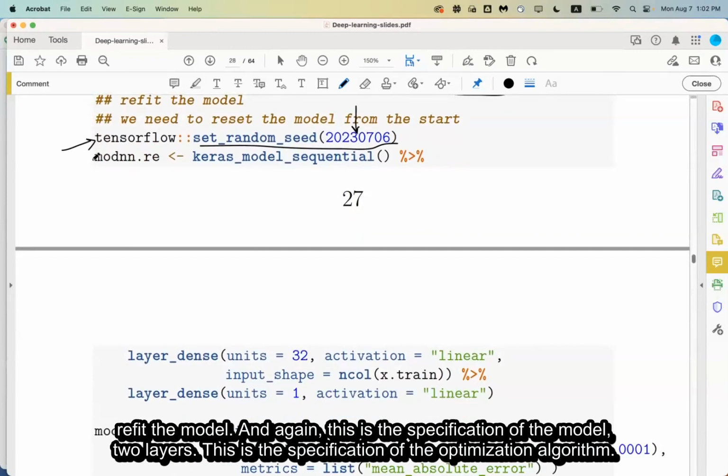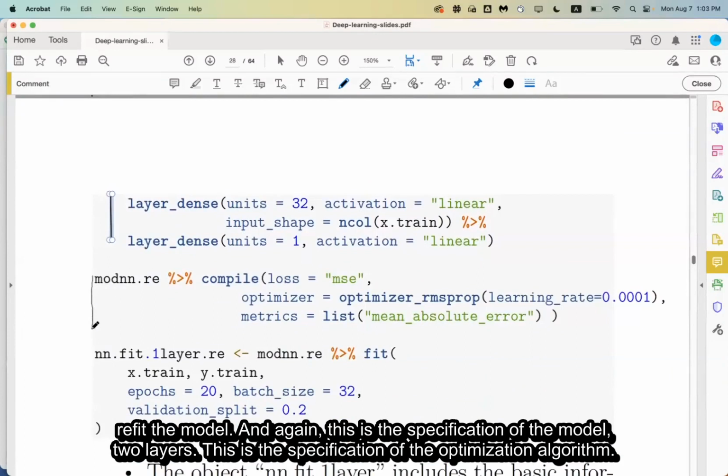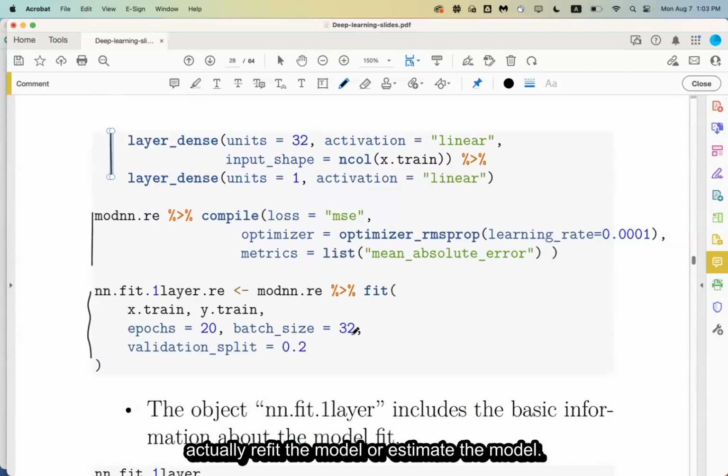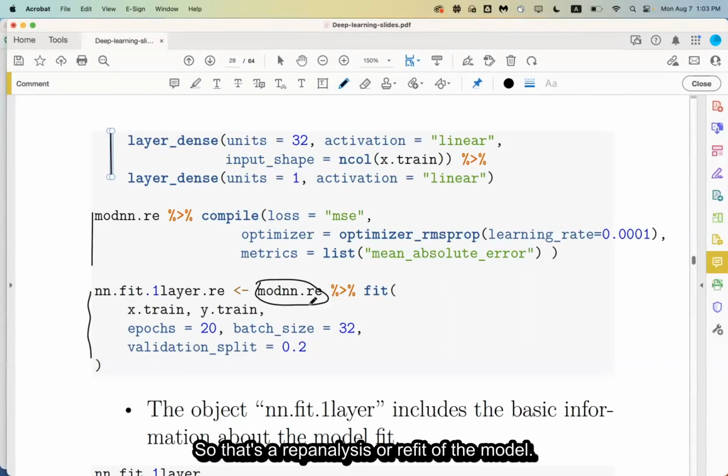And again, this is the specification of the model, 2 layers, and this is the specification of the optimization algorithm. And this is actually refitting the model, or estimating the model. Here I just call my new model model n dot re. So that's a reanalysis or refit of the model.